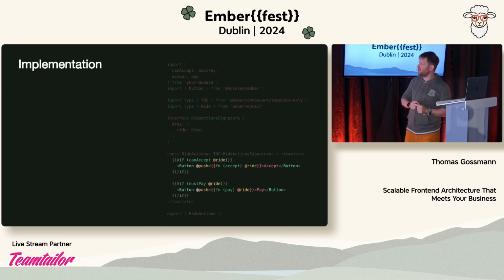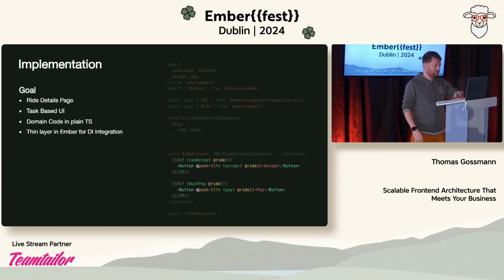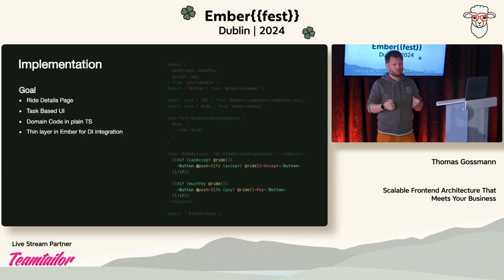And this is the idea to implement this right now. So this is the final goal where we want to land at. And the goal for this is actually to write the right details page and to focus on the task-based UI. So can we do accept, can we do pay, and so forth.